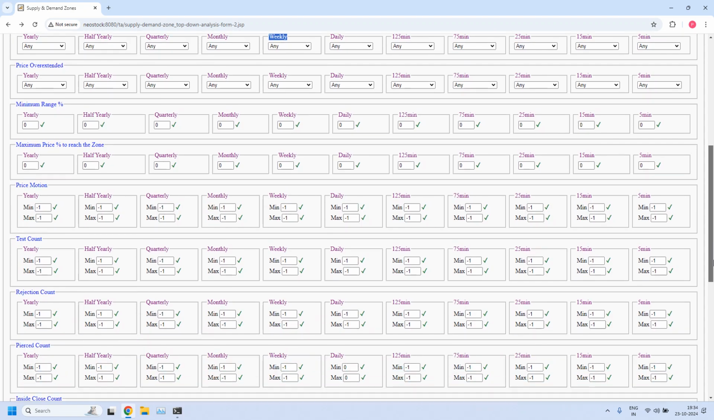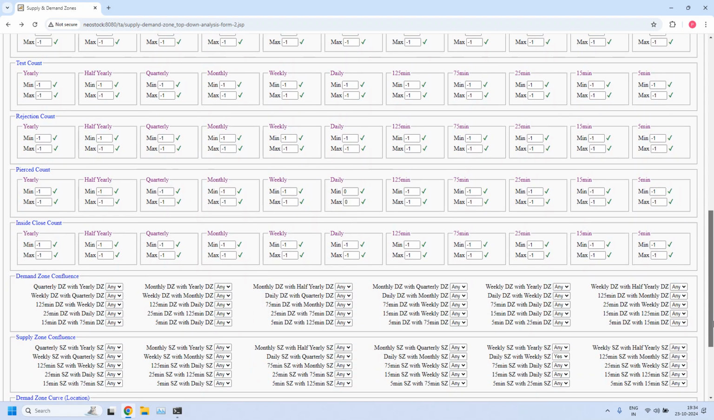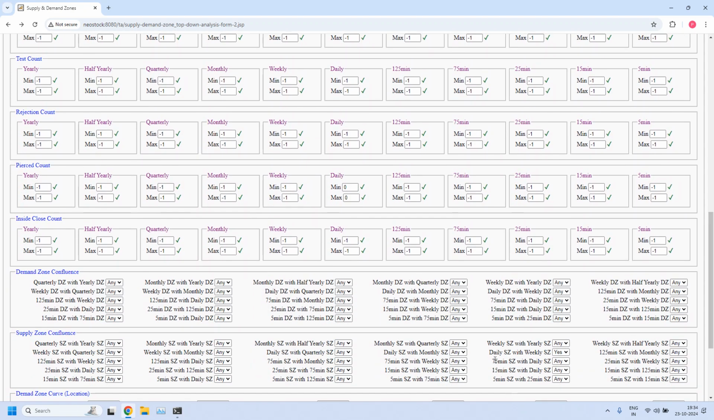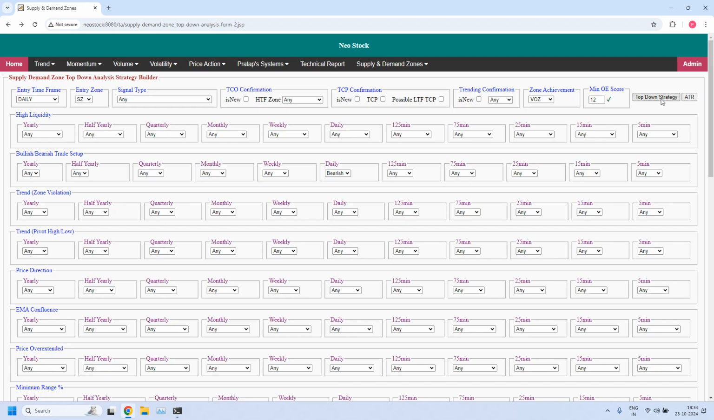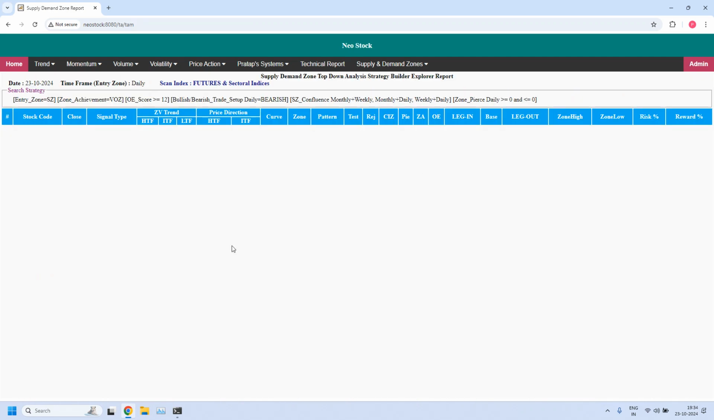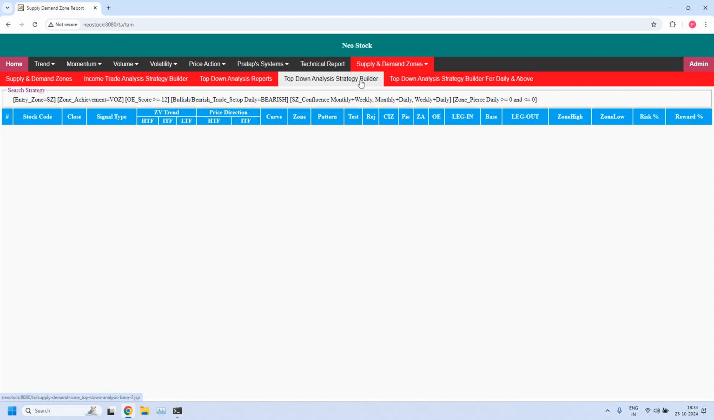LTF, ITF, HTF, supply zone confluence. Already one filter is enabled, daily supply zone with weekly supply zone confluence. Next I am setting the next filter, daily supply zone with monthly supply zone. And one more filter, weekly supply zone with monthly supply zone confluence. With all the three filters, LTF, ITF, HTF supply zone confluence, we did not get any stocks. Okay, fine. None of the stocks are having a HTF confluence, LTF, ITF, HTF.